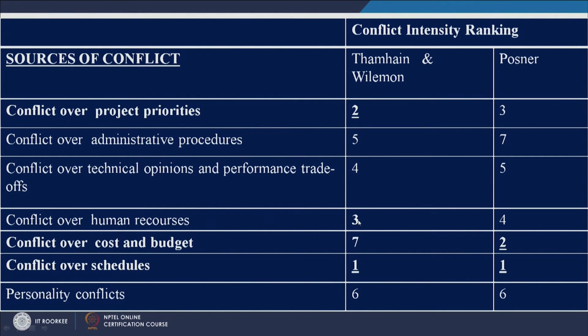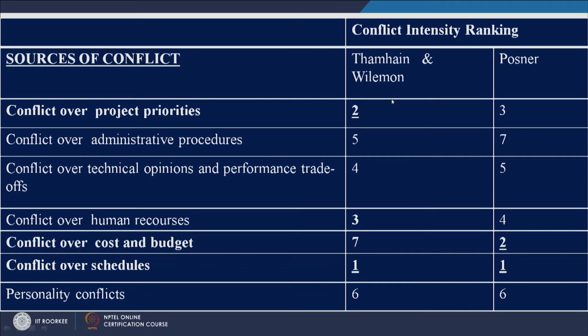Third reason, non-availability of manpower, conflict amongst team members, conflicts amongst stakeholders, right? So third reason. Fourth reason is conflict over technical opinions and performance trade-offs. Fifth is conflict over administrative procedures. Sixth is personality conflict. Seventh is conflict over cost and budget.